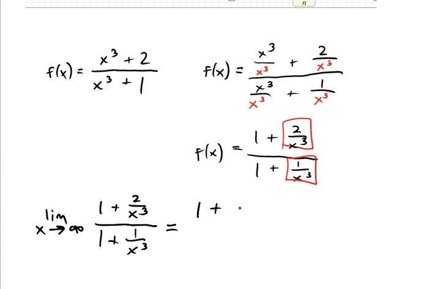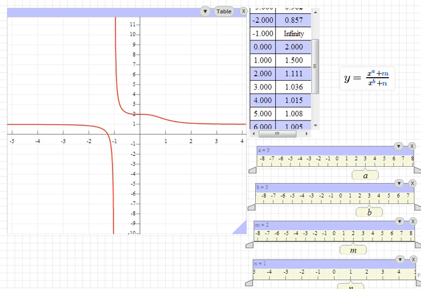The numerator becomes 1 plus 0. The denominator becomes 1 plus 0. So I do get a number answer. The limit as x approaches infinity gives me a result of a number. When this happens, that means I do have a horizontal asymptote, and this is at the line y equals 1. Sure enough, this corresponds to what we saw in the graph. A vertical asymptote at -1 and a horizontal asymptote at +1.